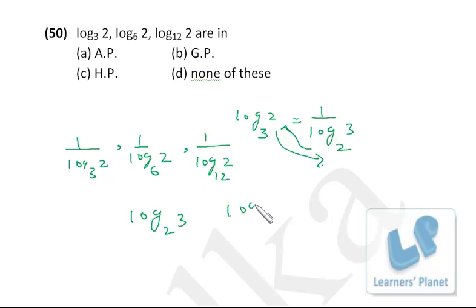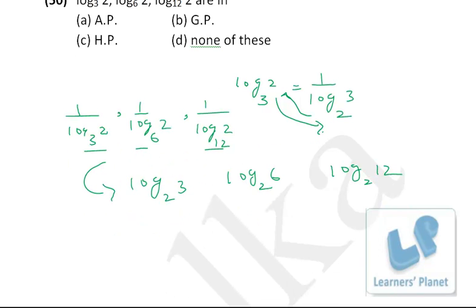Similarly, I assumed these three to be in AP. If these three are in AP, then the reciprocals of these three will be in HP. Now these three can be written like this, and these three are in HP. Now we can see over here that this plus this by 2 is this.